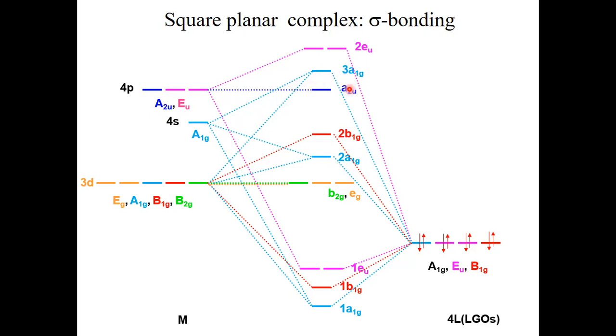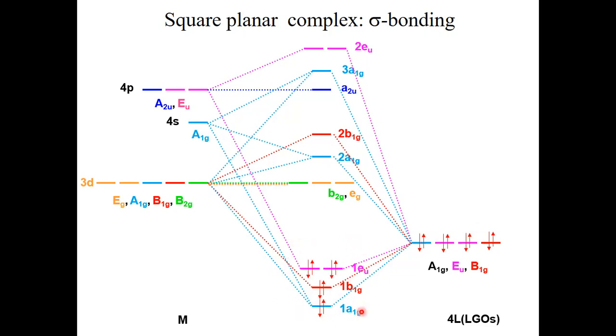All right, so now what is left to do? Well, we still have our electrons that we need to fill. So again, we consider our bonded dative bond. The ligand group orbitals are 4, containing 8 electrons, and we must fill these 8 electrons into the most bonding molecular orbitals. So this fills the 1A1G, the 1B1G, and the 1EU.